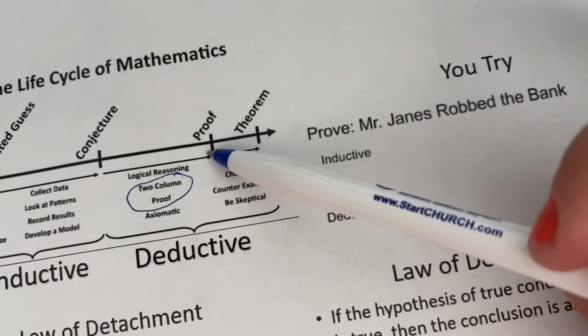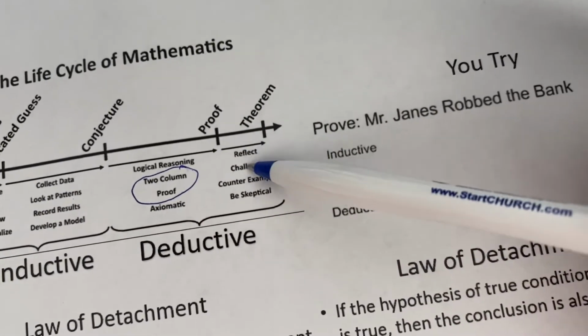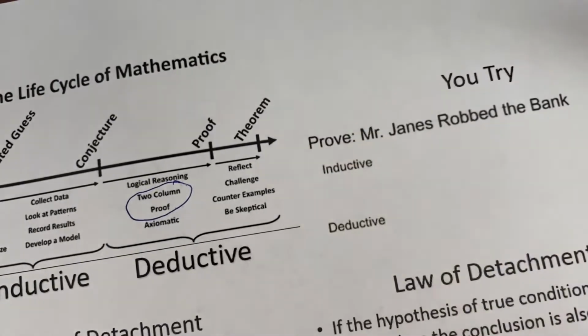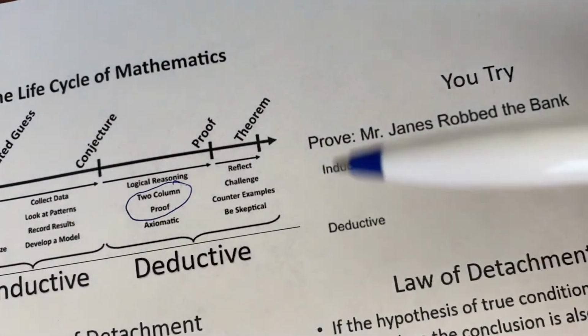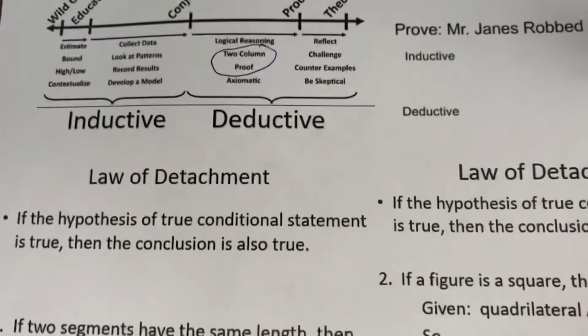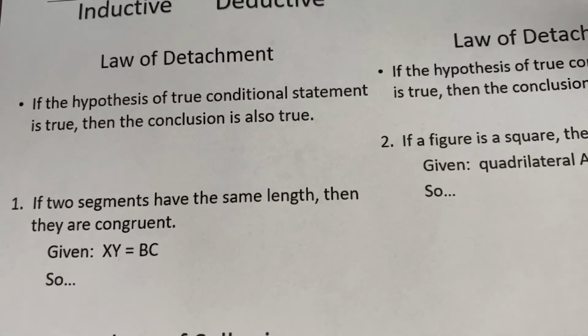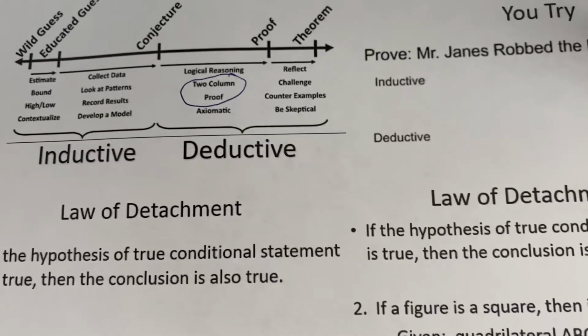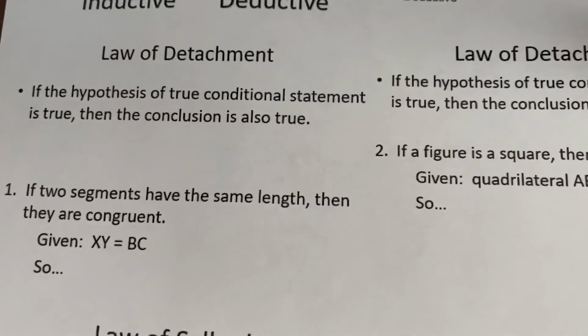So you come up with a proof, then you reflect, challenge, look for counterexamples, be skeptical, and then it becomes a theorem. All those theorems you've seen, a lot of people had to go through this entire process to get there. Okay, so here's the law of detachment. That's another example of the difference between inductive and deductive reasoning. All right, we're going to the law of detachment next.